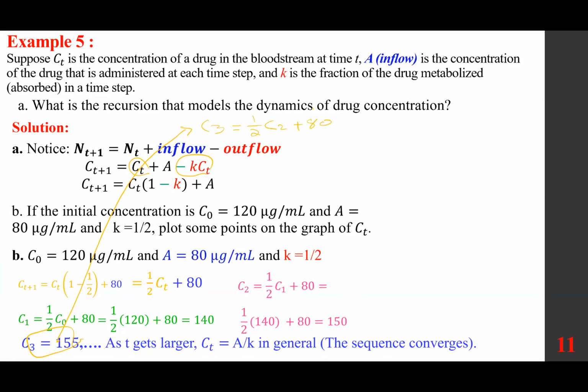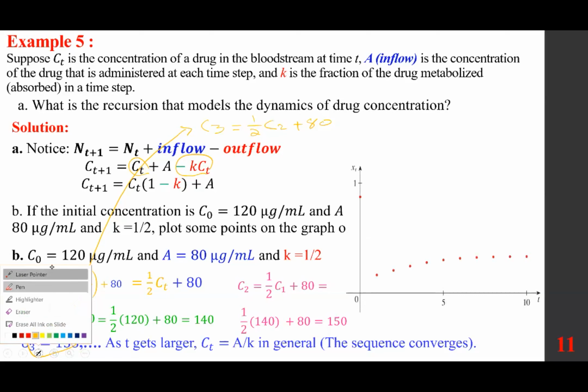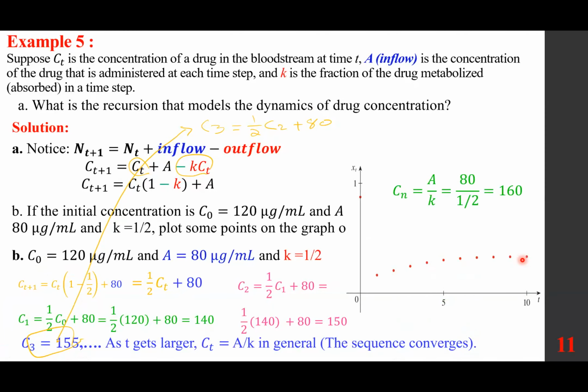Now, as far as the formula that is mentioned here, if you plot those numbers, it looks something like that, and it will taper off, and it uses the limit, and we're going to discuss the limits later on. A over k, 80 over 1/2 is 160. What this means is, if you follow this recursion and add a time step, and by the way, time step may be every 2 hours, every 10 hours, every week, whatever it is, the amount of medication that is there will never exceed 160. That's the limit that is important to me.